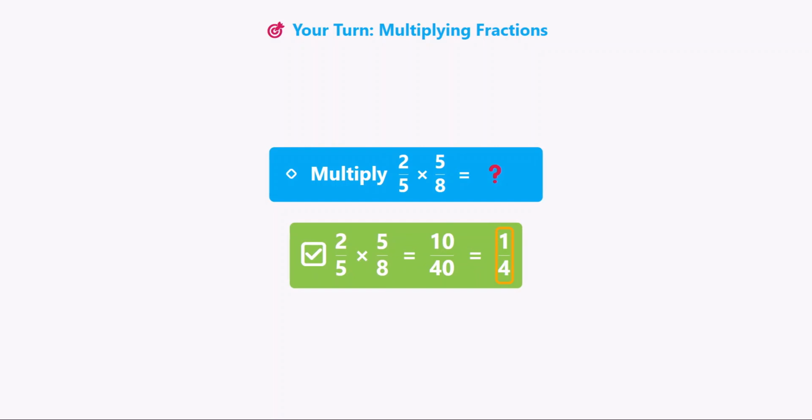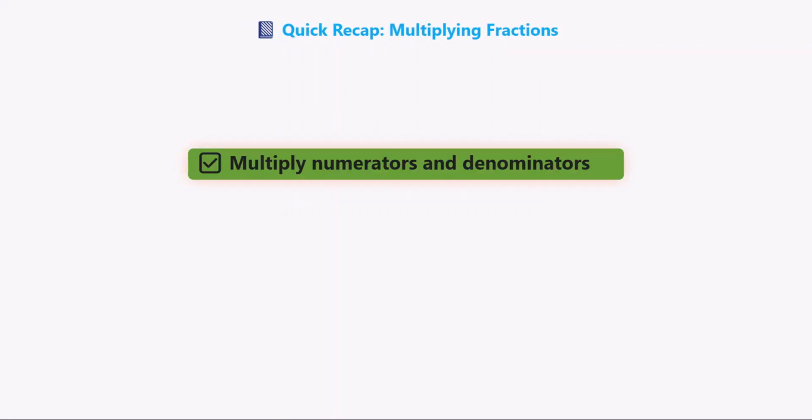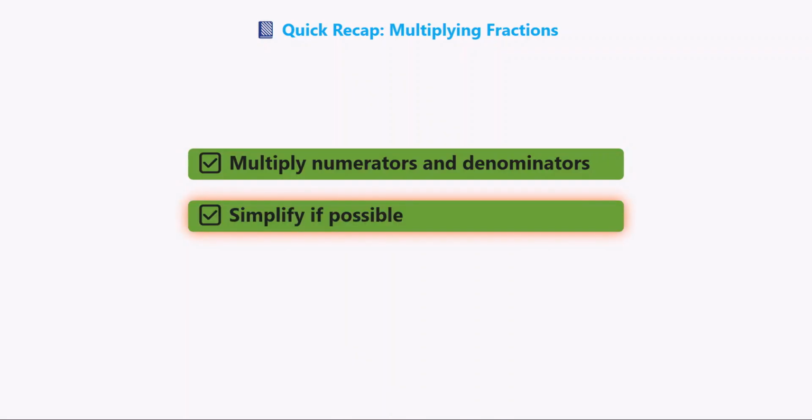You're really getting it. Let's wrap it up with a quick recap. Step 1. Multiply the numerators and denominators directly. Step 2. Simplify your answer if you can. That's it. You've mastered multiplying fractions. Well done!